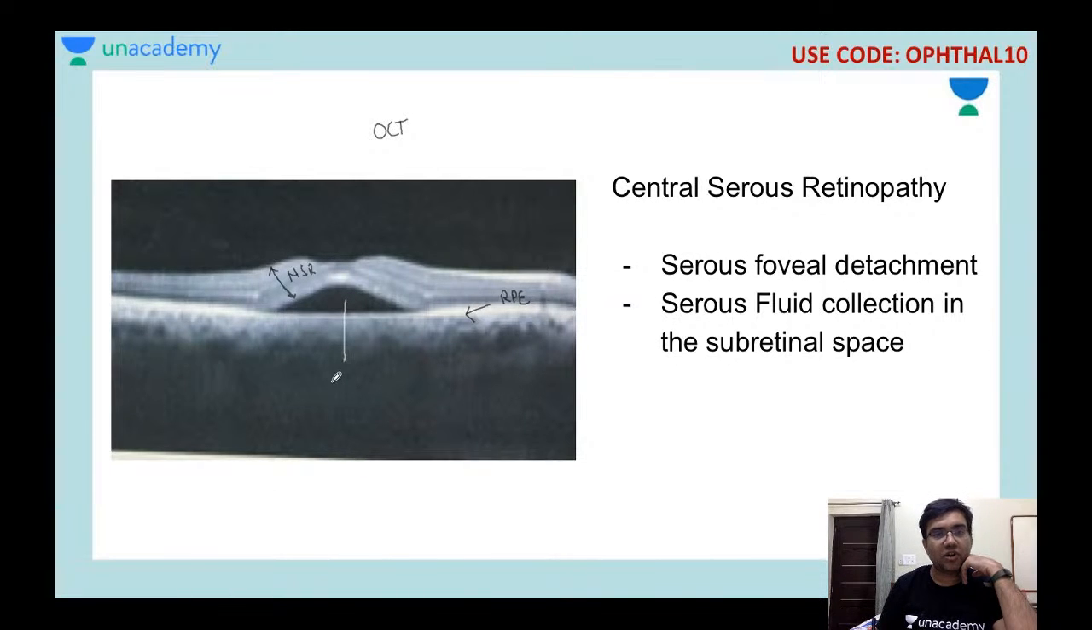This space is called the subretinal space. There is an accumulation of serous fluid in the subretinal space. This is basically called central serous retinopathy. The most important thing in central serous retinopathy is that the fluid collection is beneath the 9 layers. So below the 9 layers and above the 10th layer, in the subretinal space, there is the fluid collection. This is called central serous retinopathy.